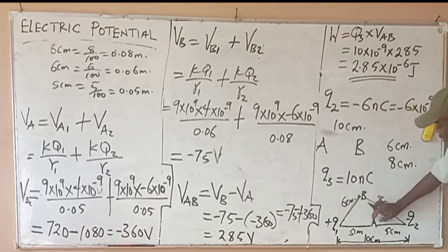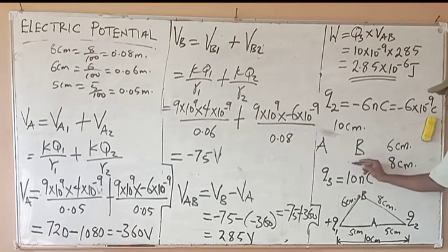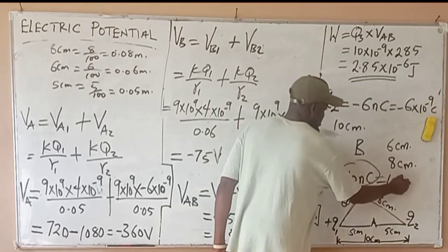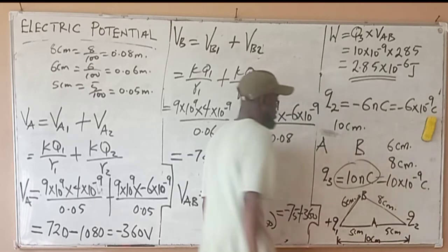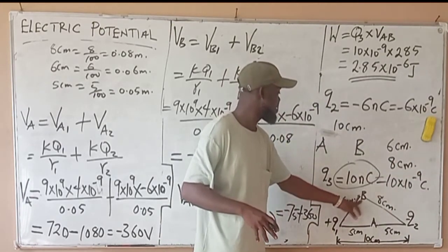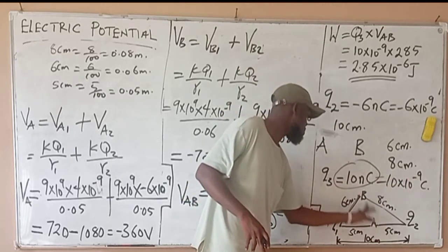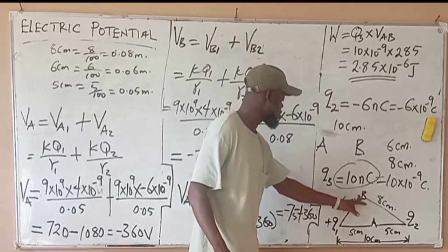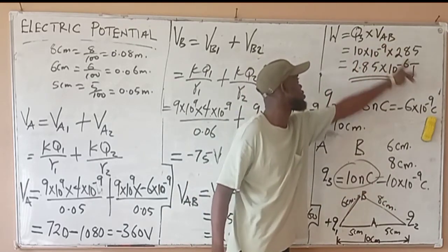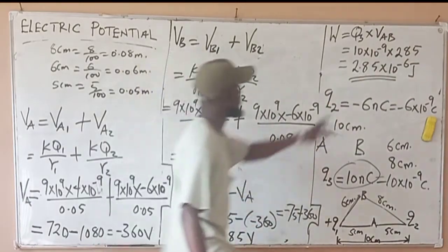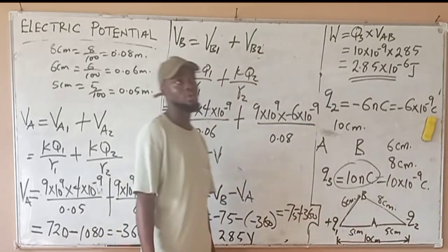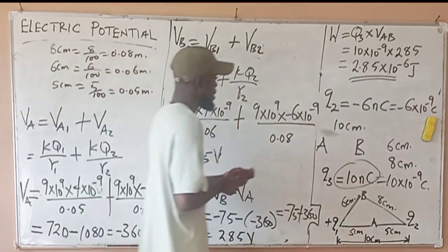Now, when the charge moves from point A to point B, the charge is 10 nanocoulomb. Remember, 10 nanocoulomb is 10 times 10 to the power minus 9 coulomb. So when this charge moves from this point to this point, the work done by that charge will be the value of the charge times the potential difference between those 2 points. The potential difference between A and B is 285. So we have 2.85 times 10 to the power minus 6 joules as the work done, or change in potential energy.